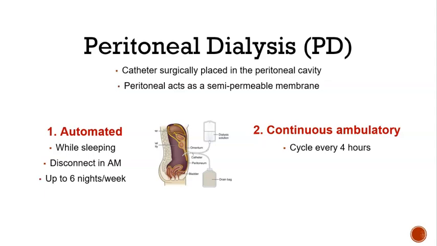So there's a couple different ways to do this. It can happen automatically while the patient is sleeping, where they connect at night before they go to bed and they disconnect in the morning. They usually do this up to 6 nights a week. Or they can do a continuous ambulatory peritoneal dialysis where they cycle through this every 4 hours. So it's a continuous cycle of instilling the dialysis solution and then hooking up to the drainage bag to drain everything out. So what your patient ends up doing is going to be dependent on the patient and their condition and what the healthcare provider decides.